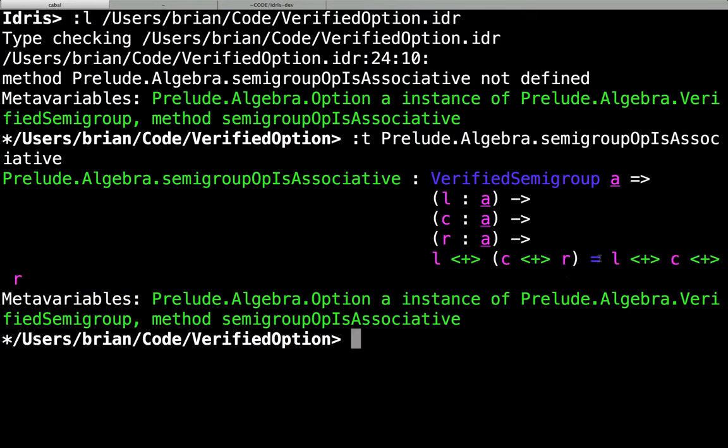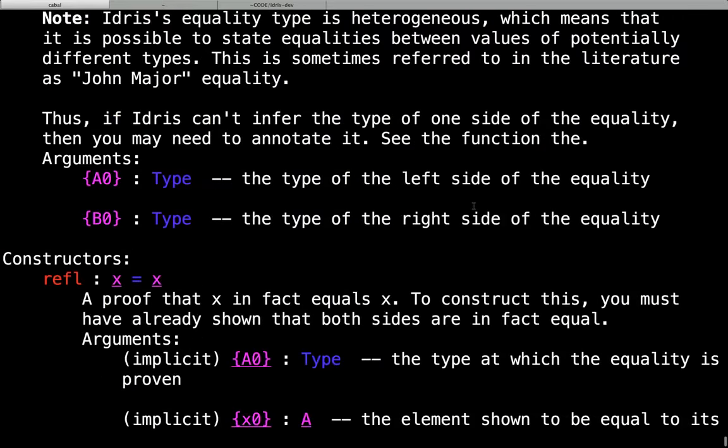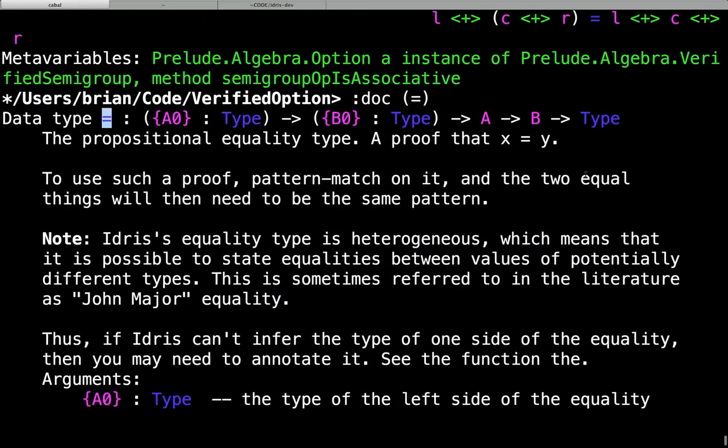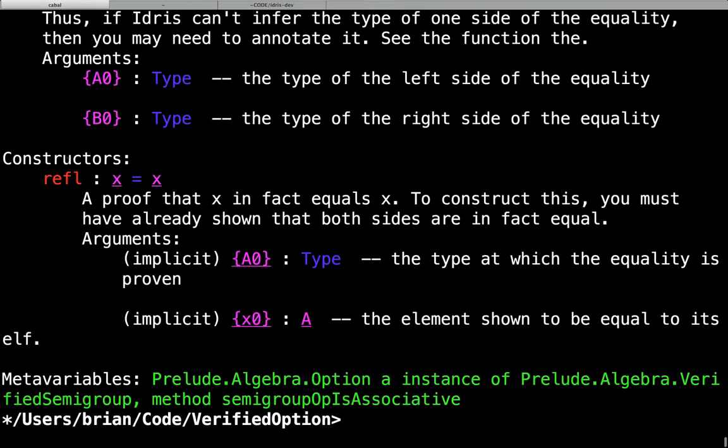Now what's interesting is that this return type uses this equal sign. So let's get some docs for this. This equals is actually a data type. It's a type that just takes two values. What's interesting though is that it's only got one constructor called REFL. So this must be like a reflexive equality. It takes a value, and then the same value on the right-hand side. So REFL can be an inhabitant of any value, as long as the value is the same on both sides.